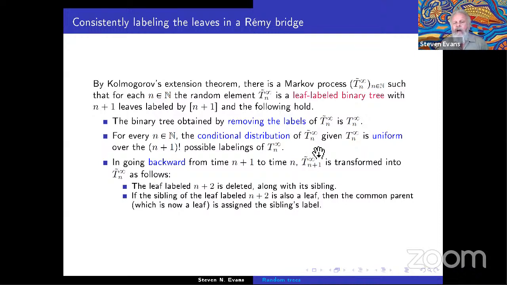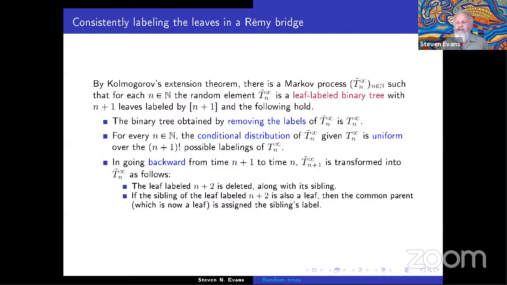And T_n infinity tilde is just a uniform labeling of T_n infinity by the numbers one up to n plus one. Moreover, when we go backwards in time from n plus one to time n, T_{n+1} infinity tilde is transformed into T_n infinity tilde in the following way. The leaf labeled n plus two is deleted along with its sibling. If the sibling is also a leaf, then the common parent, which is now a leaf, is assigned the sibling's label. So we make the labeling accord with the deletion process.